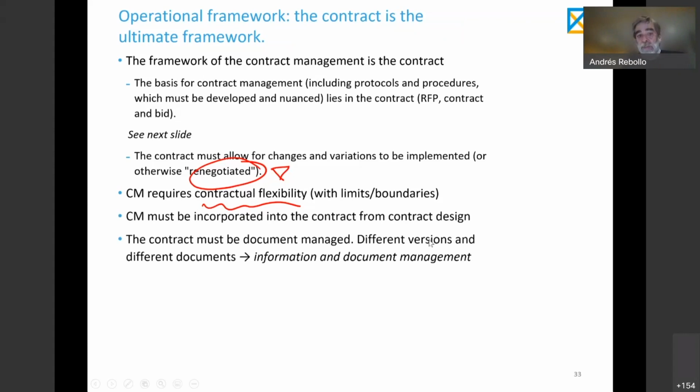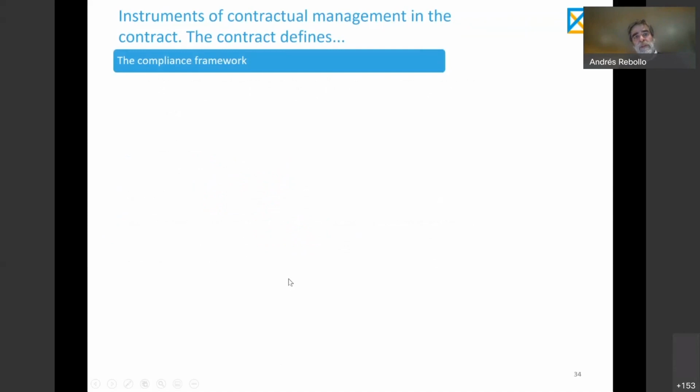Also, a contract has to be document managed. Okay, dealing with the contract as the framework for contract management, we need to recognize that there is a task to be done with its own sense, which is managing the document of the contract, different versions, etc. That is something related to information and document management. Okay, what instruments should a contract give me? What instruments should be defined by the contract that are needed for contractual management? What are the things that I am asking the contract to cover to allow me this flexibility to manage threats, including changes, including claims, including dispute resolution, etc.